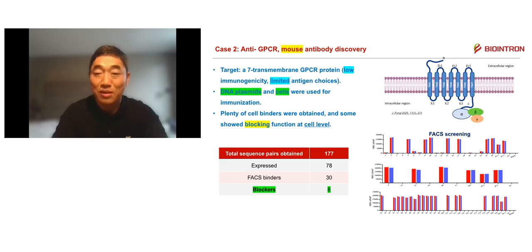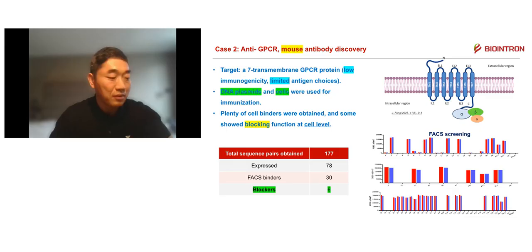In this case, since there's no protein antigen available, we tend to use DNA and cells to immunize mice. But still, we finally got plenty of cell binders, as shown in the screen. From the 177 paired sequences, we chose 78 to express. Among the 78, we got around 30 cell binders. And we were so lucky that among these 30 cell binders, 6 of them are blockers, meaning 6 of them are functional at the cell level.